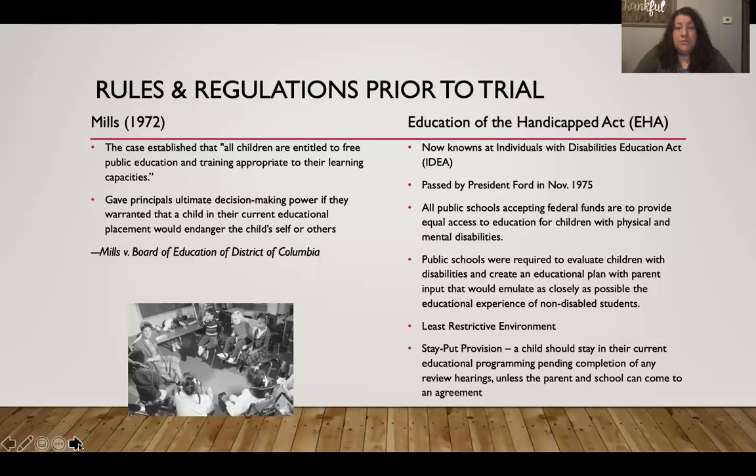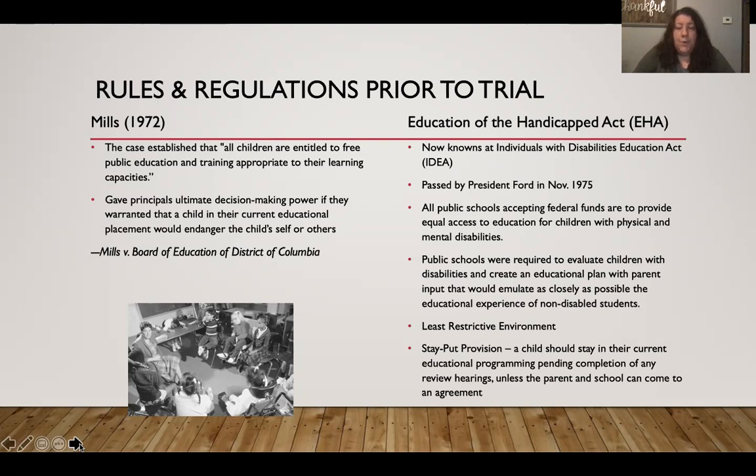Jumping forward to 1975, President Ford had passed the Education of the Handicapped Act, EHA, now known as the Individuals with Disabilities Education Act, IDEA. This is where all public schools accepting federal funds were to provide equal access to education for children with physical and mental disabilities, including emotional disturbances.